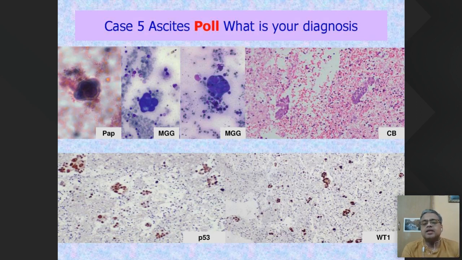And WT1 is strongly positive. So both of these markers are very dicey markers. We don't have good positive markers for ovarian adenocarcinoma on cell block, although ovarian adenocarcinoma is the most important diagnosis we get in cytology. But if you use a combination of P53 and WT1, it helps you, with the cell block morphology, to correctly identify a majority of the cytology samples which previously would go as inconclusive.